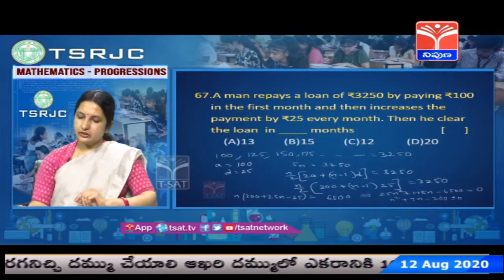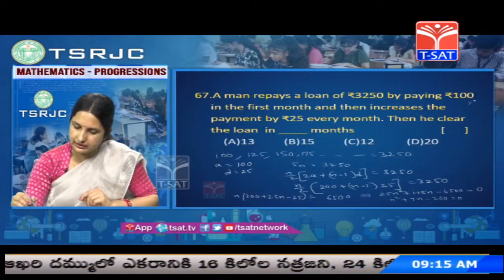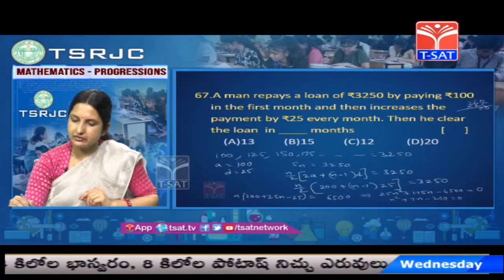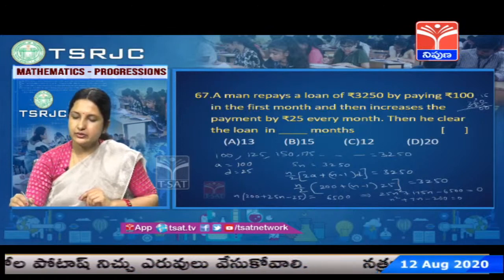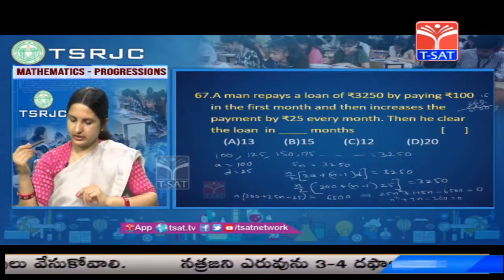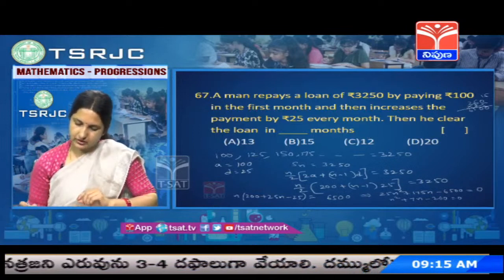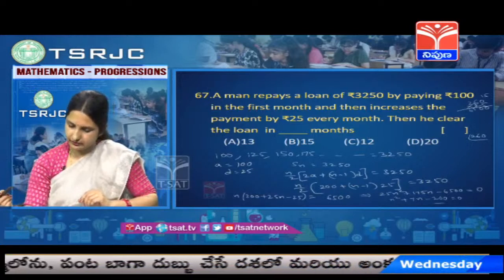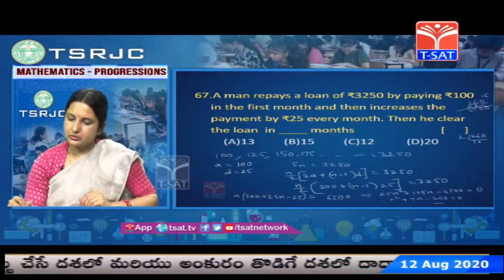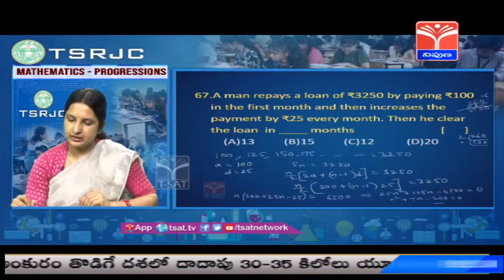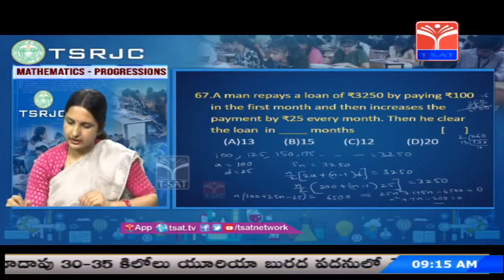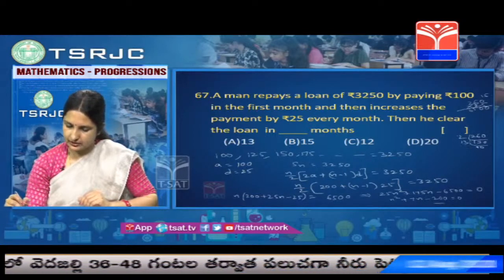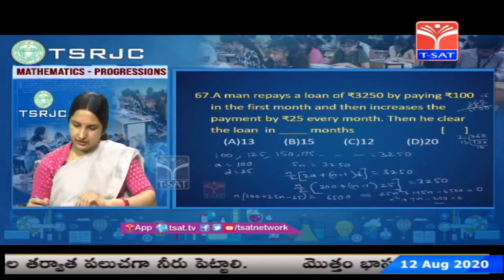25 into 260 is 6,500. We'll check once. 25 zeros are 0, 25 sixes are 150, 25 twos are 50 plus 15 is 65. Yes, correct, 260. So how many times will it come? 260. 2 ones, 2 threes, 0. Then next, 13 tens. 10 twos are 20 into 13. 260 we will get. Yes, 20 minus 13.